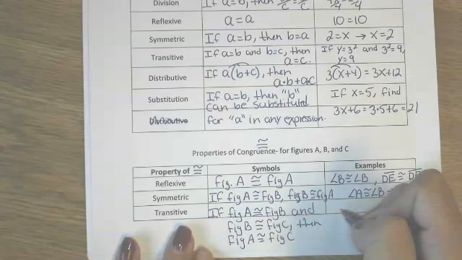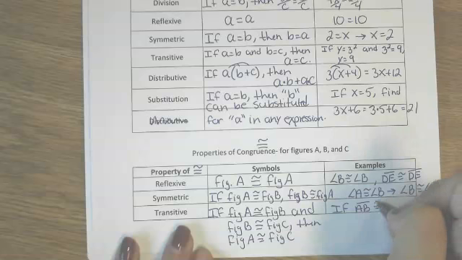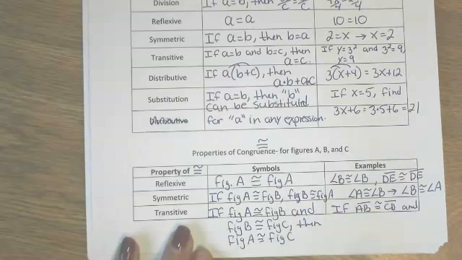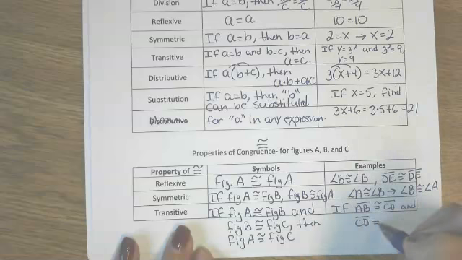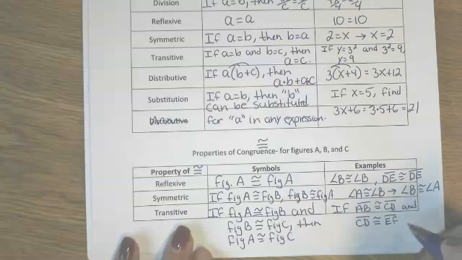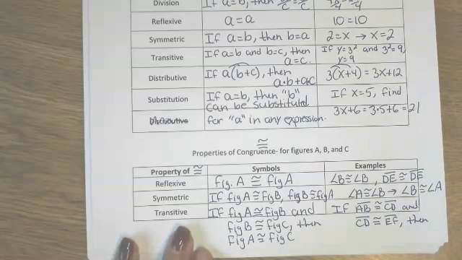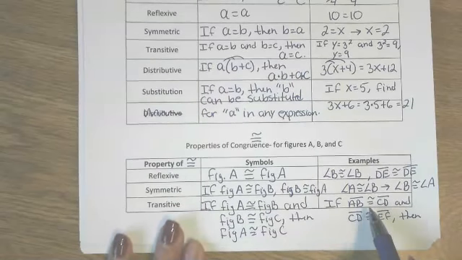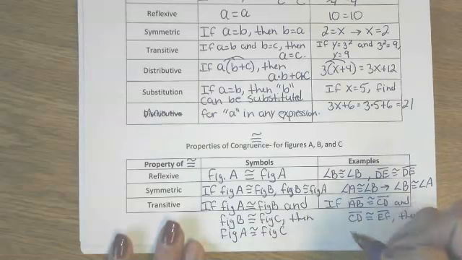So an example, if segment AB is congruent to segment CD, and segment CD is congruent to segment EF, then take a look. AB is congruent to CD. CD is congruent to EF. Which two? AB to EF would be congruent by transitive property.